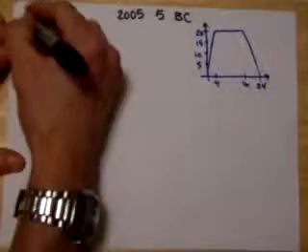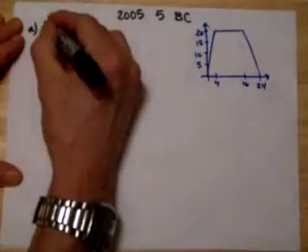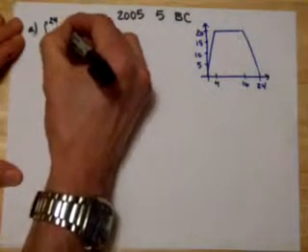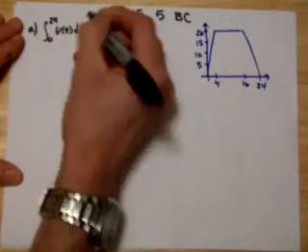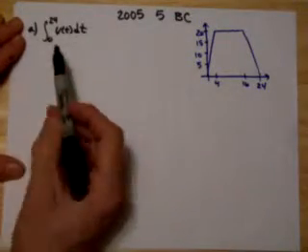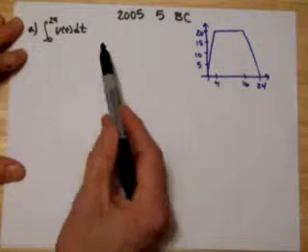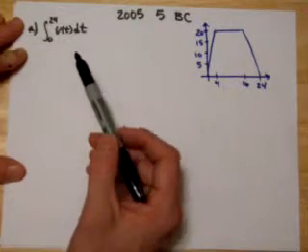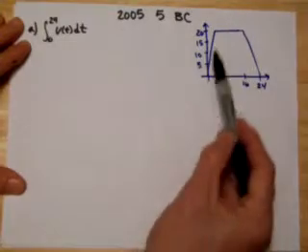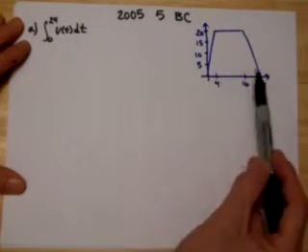So A says, find the integral from 0 to 24 of v(t) dt. Using correct units, explain the meaning of this. So when you integrate a velocity function, you're going to get distance. And we're trying to find the area under the curve right here from 0 to 24.